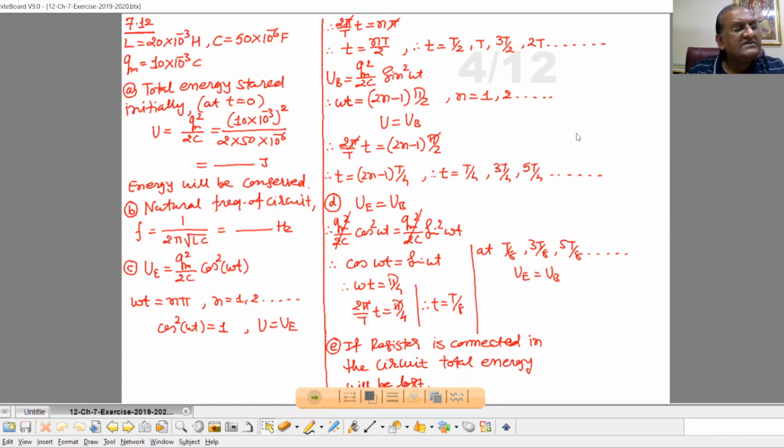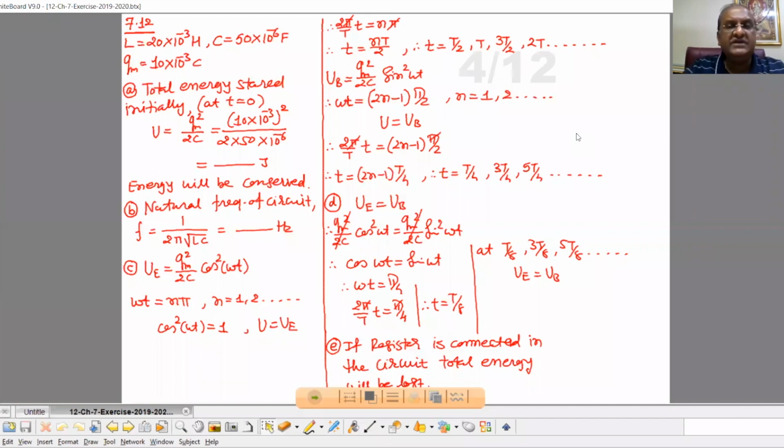B. What is the natural frequency of the circuit? C. At what time is the energy stored: 1. Completely electrical, it implies stored in the capacitor. And 2. Completely magnetic, it implies stored in the inductor. D. At what time is the total energy shared equally between the inductor and the capacitor? E. If the resistor is inserted in the circuit, how much energy is eventually dissipated as heat?